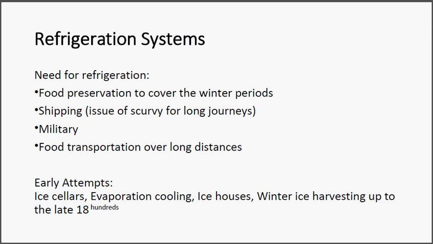And again, it's interesting. So we're going to look at early attempts. Early attempts are from the 1800s, I think it was 1850 something, when they first managed to artificially produce ice. Before you had ice cellars, evaporation cooling was known. People were using it in the 1800s. We also had ice houses, for fish and things like that to keep them cool over longer periods of time. And we had also something which is really bizarre, this winter ice harvesting. And this went on up to the late 1800s.